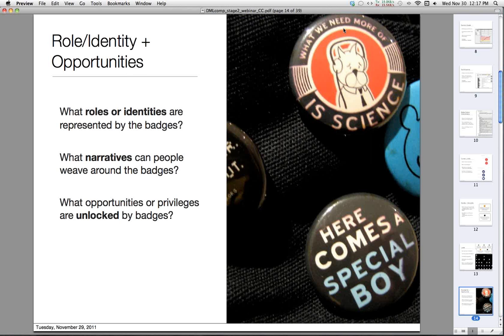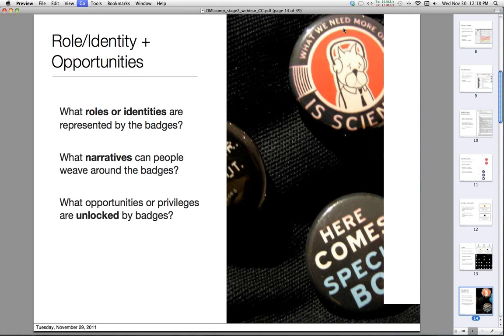And then what are opportunities or privileges that might be unlocked by badges? So in a similar way to the idea of stealth, there can be an opportunity to move ahead. So in some ways this is a game mechanic, in that you're thinking about what are ways that we can increase learning or encourage learning.